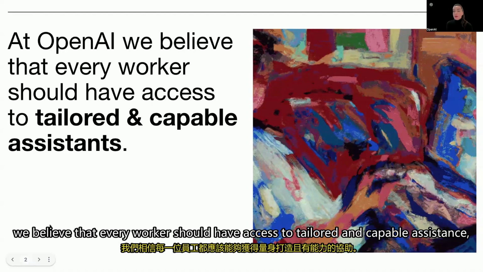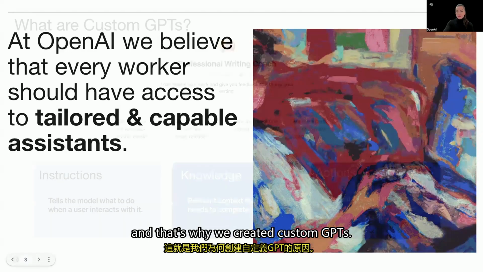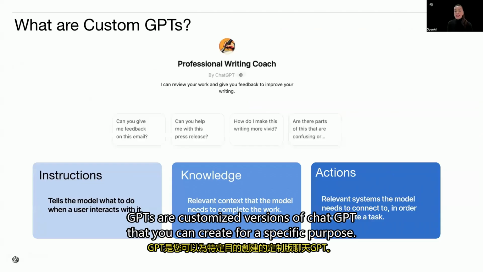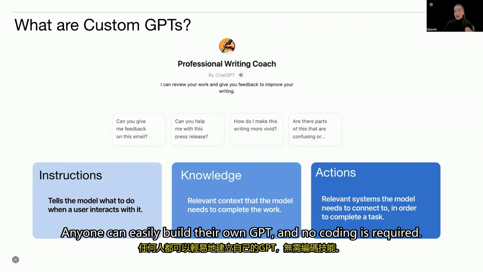At OpenAI, we believe that every worker should have access to tailored and capable assistants. And that's why we created custom GPTs. GPTs are customized versions of ChatGPT that you can create for a specific purpose. GPTs are a way for anyone to create tailored versions of chat to perform a specific task or workflow. Anyone can easily build their own GPT and no coding is required.